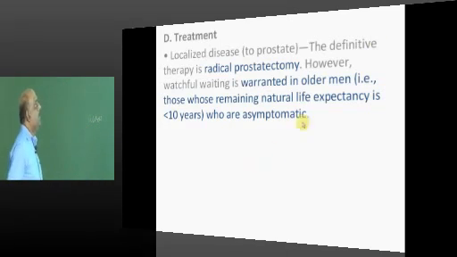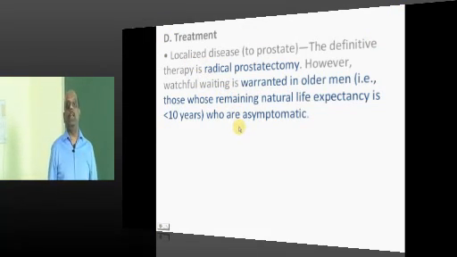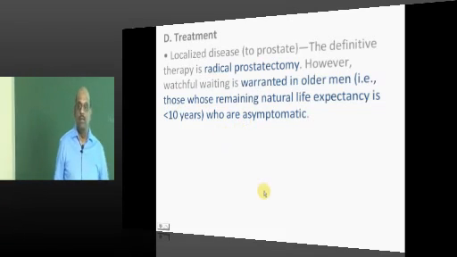So, especially the main challenge with prostatic cancer is, what is the main challenge?